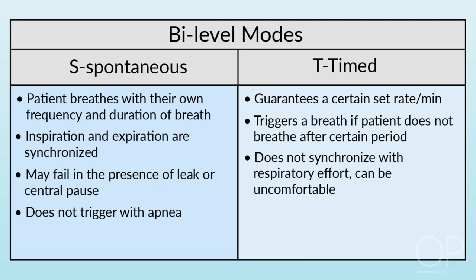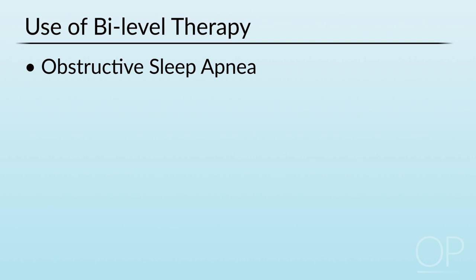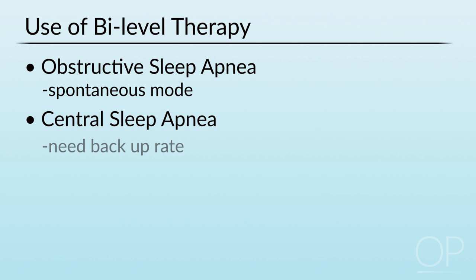So regarding how to use bi-level therapy, first you have to understand what you're treating. If you're using bi-level to treat obstructive sleep apnea alone, because the pressures on the CPAP are so high, then you just need a bi-level spontaneous mode. You don't need an ST mode. If you're using bi-level therapy in a patient who has central sleep apnea and needs a backup rate when the patient becomes completely apneic, you need to use bi-level ST mode because it can give a backup rate.